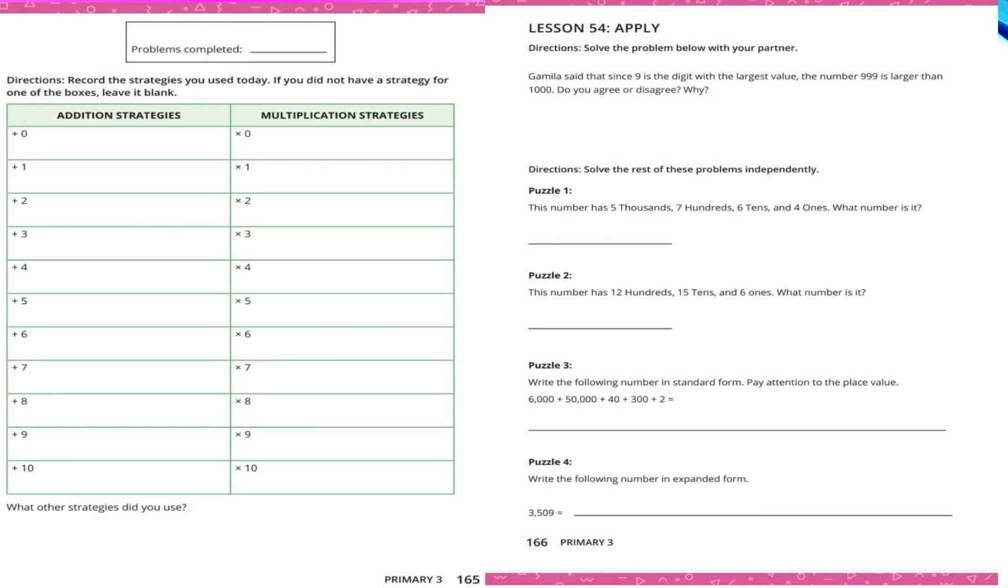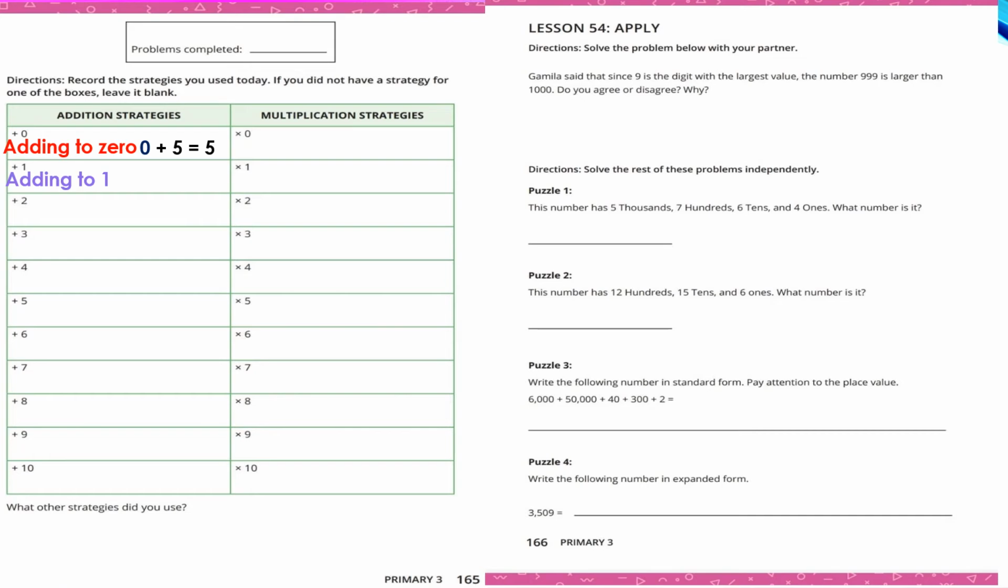Record the strategies you used today. Addition strategies and multiplication strategies. Number 1, adding to 0. For example here, 0 plus 5 equals 5. 0 plus any number equals the same number.